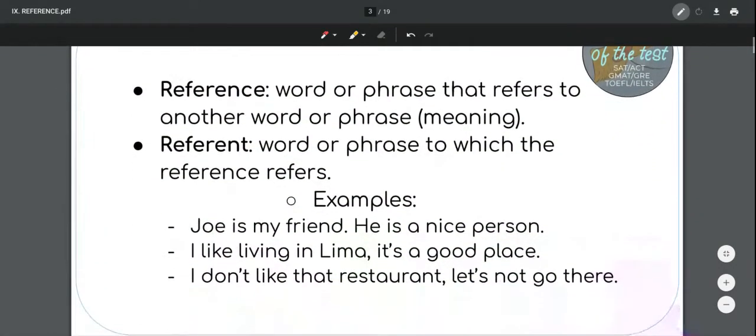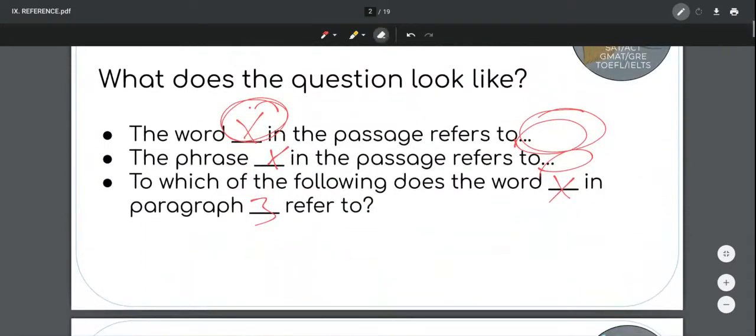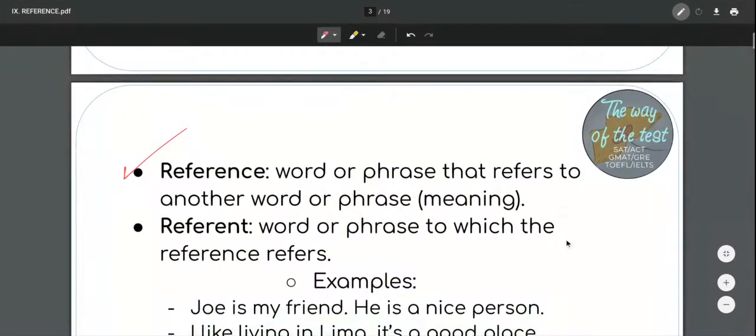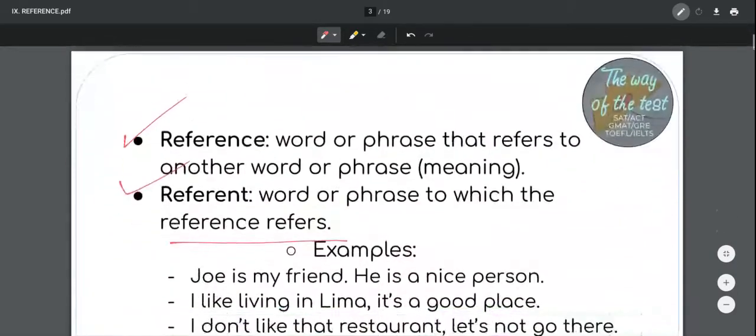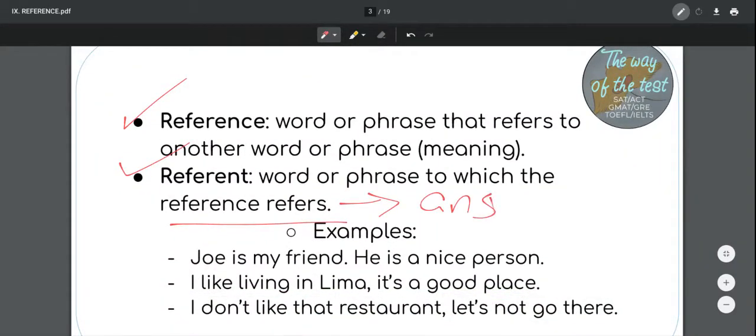Now, here we have the important concept that I was mentioning at the beginning. So we have a reference and a referent. What is the reference? The reference is the word or phrase that refers to another word or phrase. So here, in this position, we will have the reference. And then, what is the referent? The referent is the word or phrase to which the reference refers. So the answer, I'm going to put it here, will be the referent. Remember, both the reference and the referent are in the text. Both words have to be contained in the text.